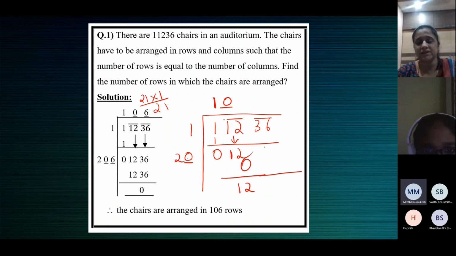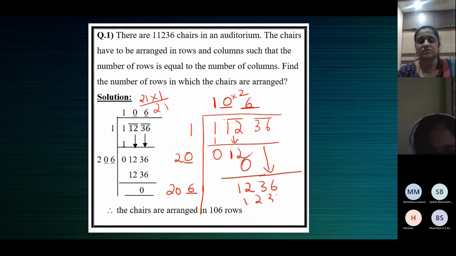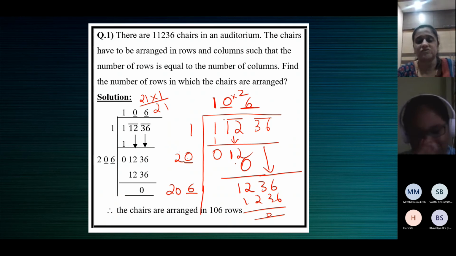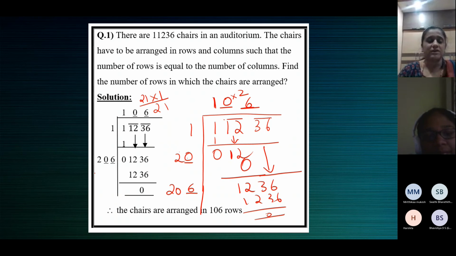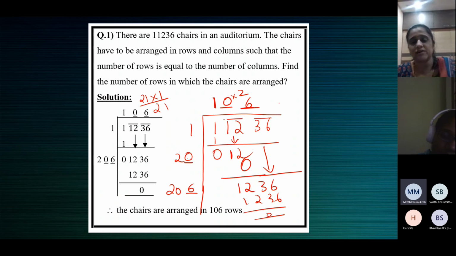Bring the next pair down, 3, 6. Double the quotient. 10 into 2, 20. Now, whatever digit you place here, you must place the same digit here. And that is 6. 206 into 6, which is 1236. I've just given you one extra step. Is this understood? What I told you here? Yes, ma'am.